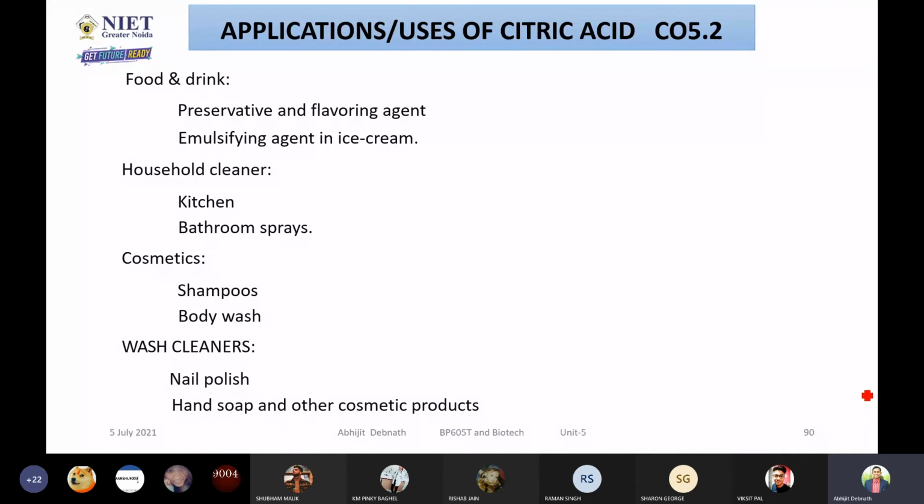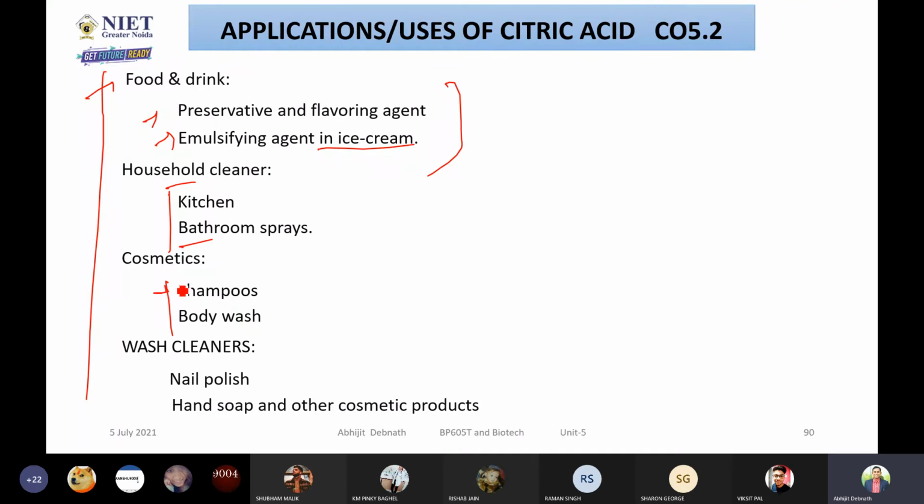So you can use citric acid in various ways. For food and drink, as a preservative or a flavoring agent, and also as an emulsifying agent in ice cream. How many of you are aware of that? Citric acid can also be used as an emulsifying agent in ice cream. It is also used in household cleaners, for the kitchen and bathroom. Many times you have seen your mom removing a stain from your clothes or somewhere else using lemon or citric acid. My mother uses a lot of citric acid in various work. You can also use it in cosmetics.